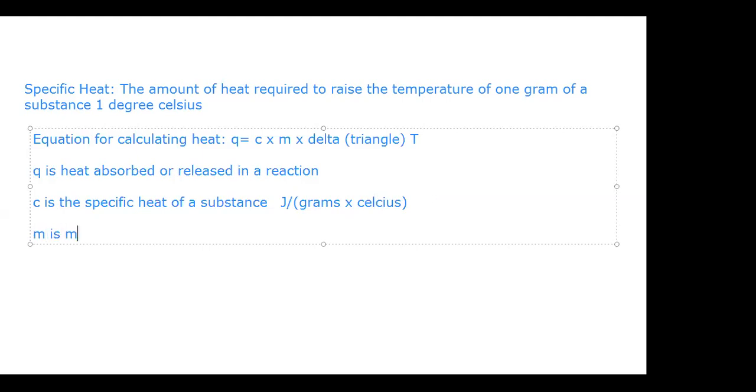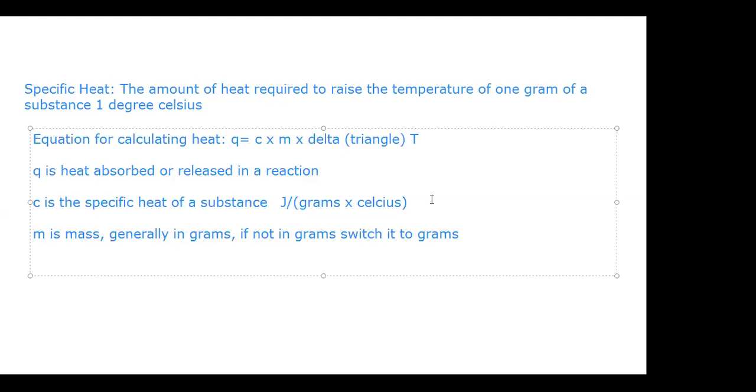M is mass, and mass is generally going to be found in grams for this sort of stuff. So if it's not in grams, switch it to grams. And then finally, the delta T. Delta just means change, and T means temperature. So delta T is just the change in temperature. So you look at your initial temperature minus your final temperature.